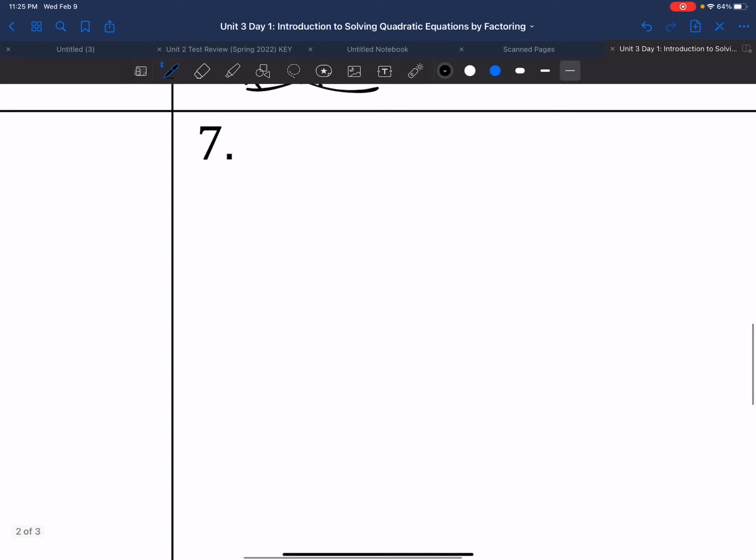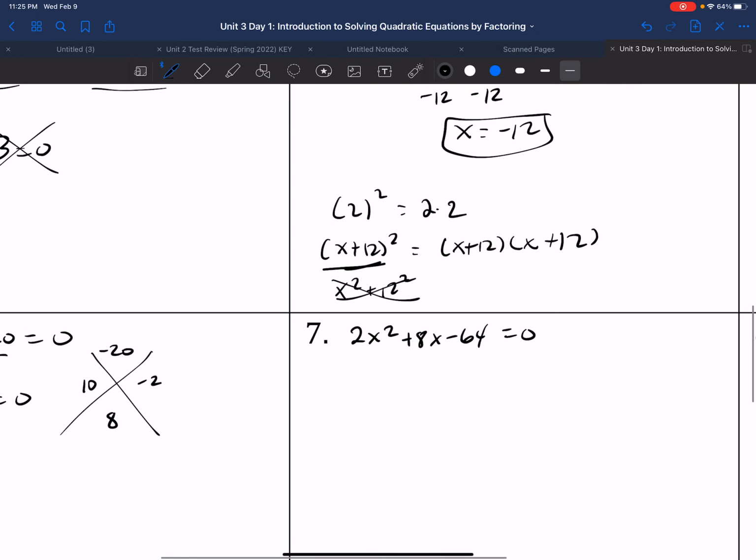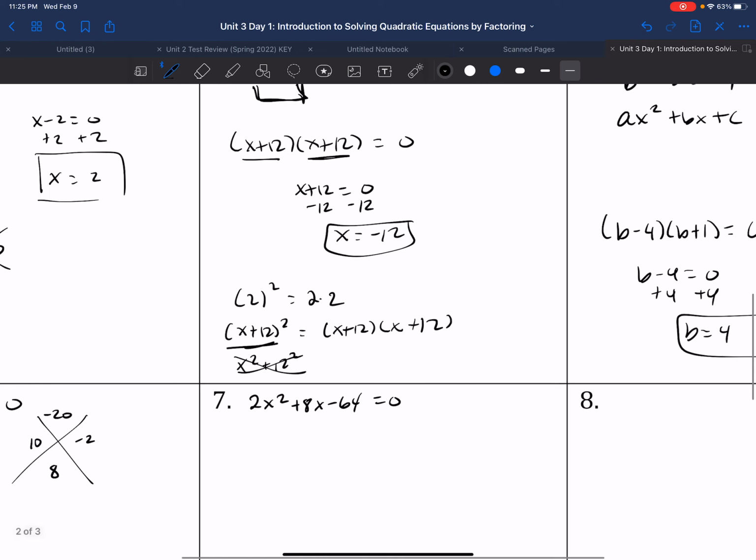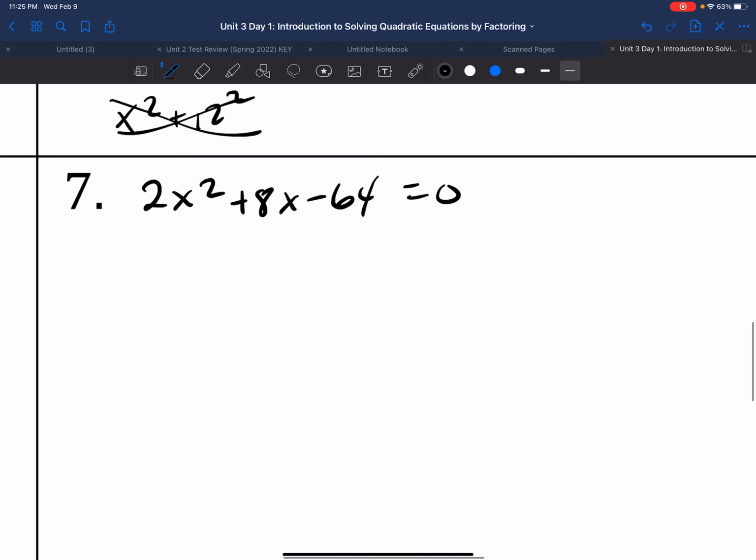Number 7, I have 2x squared plus 8x minus 64 equal to 0. All of these problems, I need you to make sure that all of these problems have something set equal to 0. Is this set equal to 0? Yes. How many terms do I have? Well, I see that there are 3 terms. And they're in the form ax squared plus bx plus c. Is there a GCF? Yes, there is.